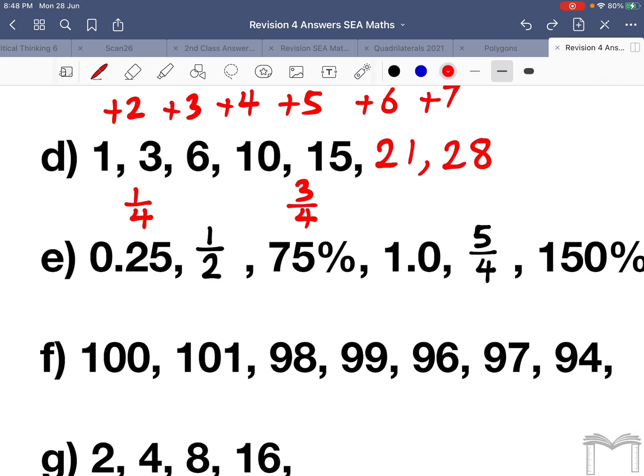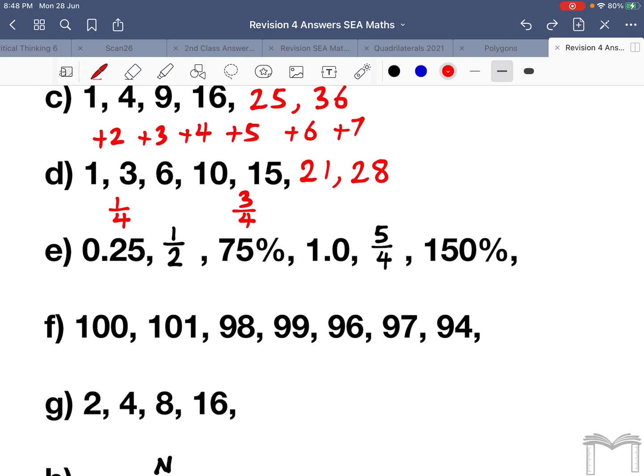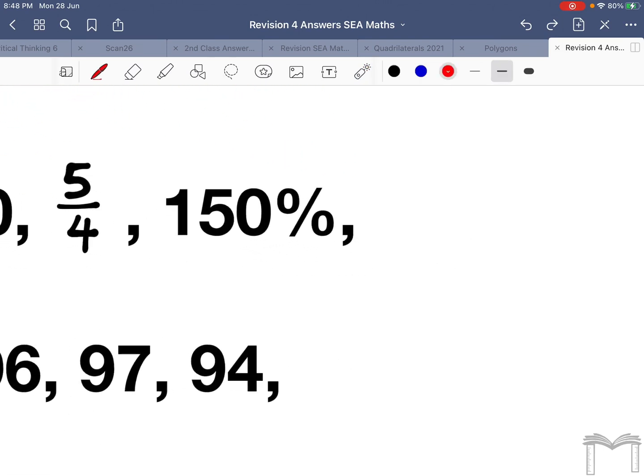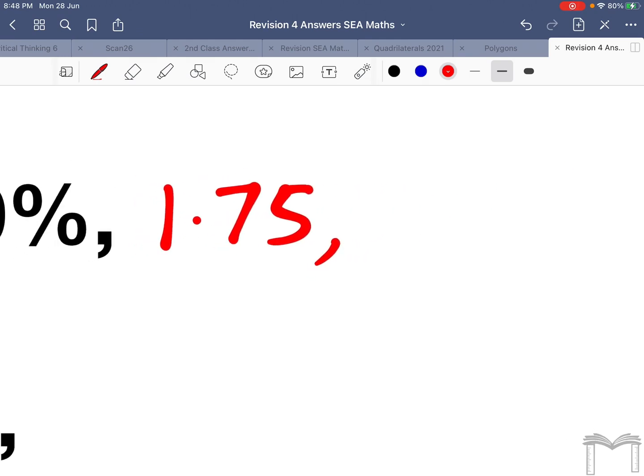So we are increasing by quarters, but we are going from decimal, fraction to percent. We are changing among the three. So after percent, we have decimal and then fraction. So 150% plus 1/4 will give you 175%, or 1.75. And 1.75 plus 1/4 will give you 2.